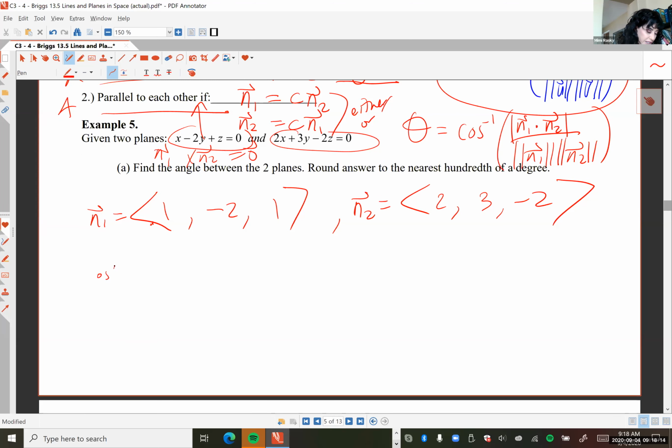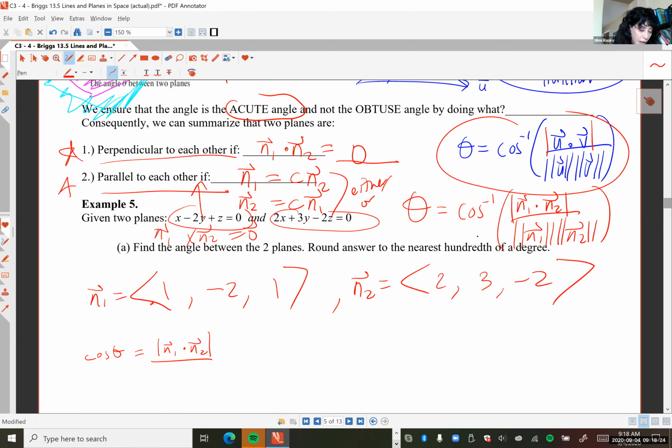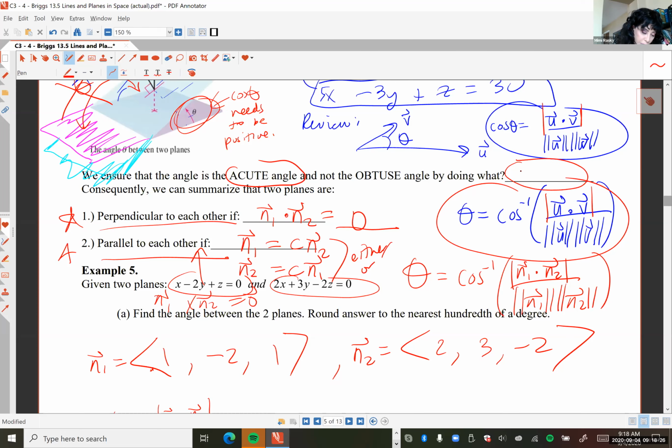So your cosine theta, when you're finding the angle between two planes, you have to take the absolute value of the dot product to guarantee that you get the... so in this blank here, you're going to put absolute value of dot product. That's how you guarantee you're going to get the acute angle.